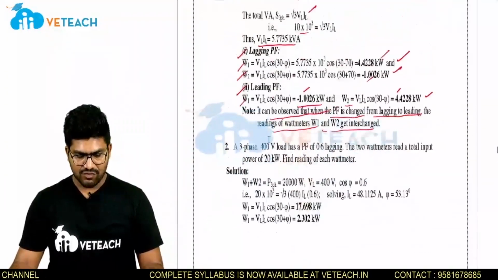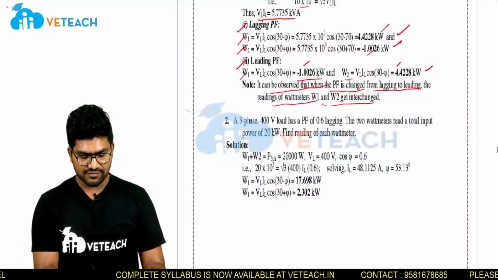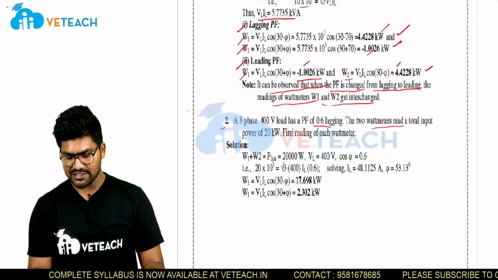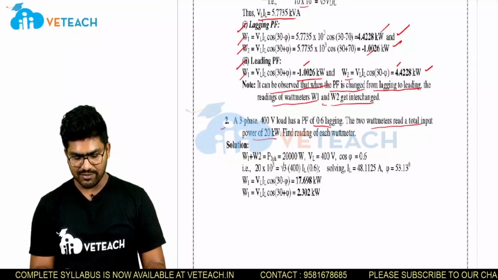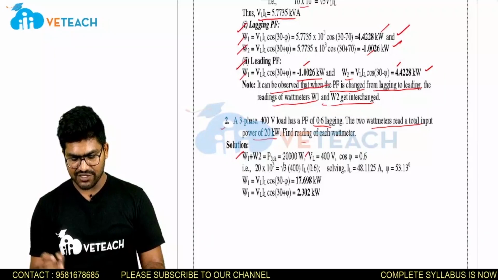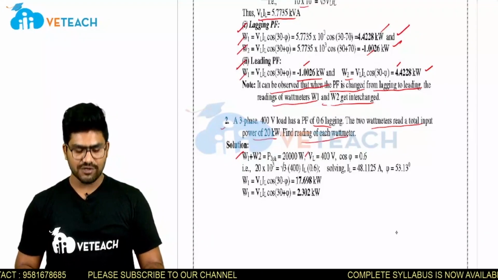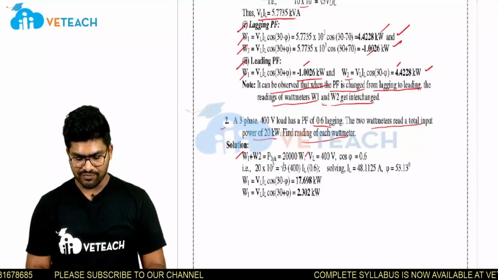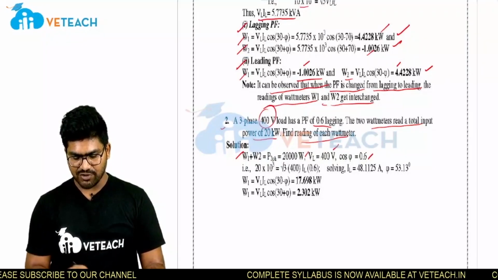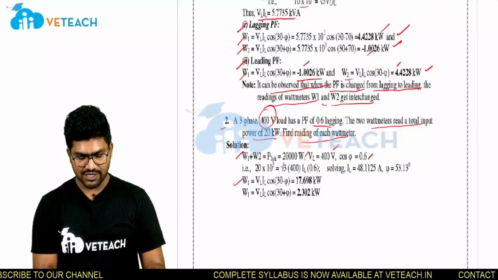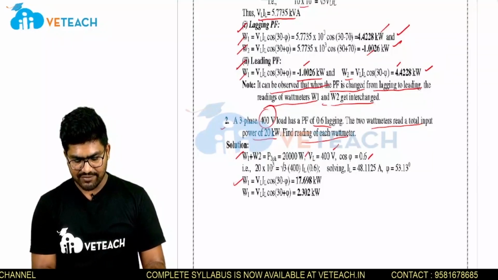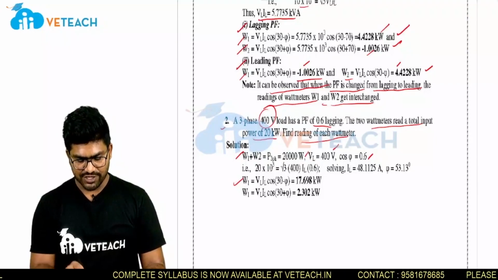Okay. Now the second problem: a 3-phase 400 volt load has a power factor of 0.6 lagging. The 2 wattmeters read a total input power of 20 kilowatt, I mean W1 plus W2 is given as 20 kilowatt. Find the reading of each wattmeter. We know that W1 plus W2 is the 3-phase power, which is 20 kilowatt. He has also given VL as 400 volt and cos phi as 0.6. So we know that W1 is equal to VL IL cos(30 minus phi). So substitute the given values. We need to calculate W1.